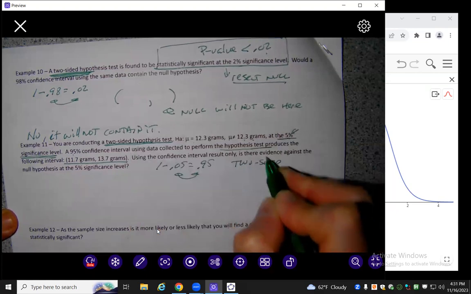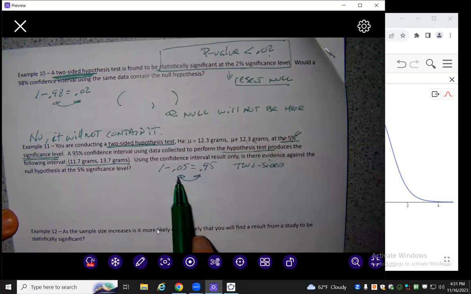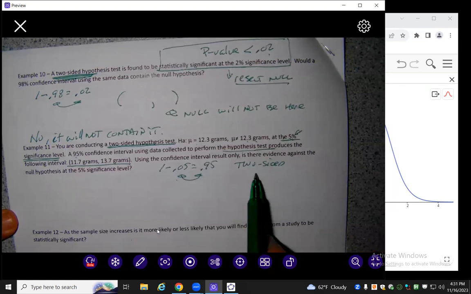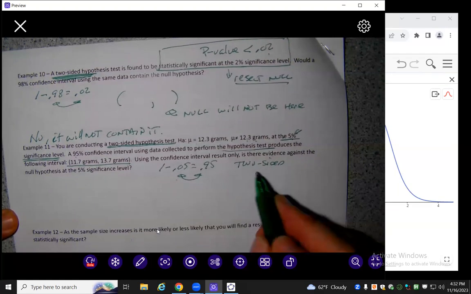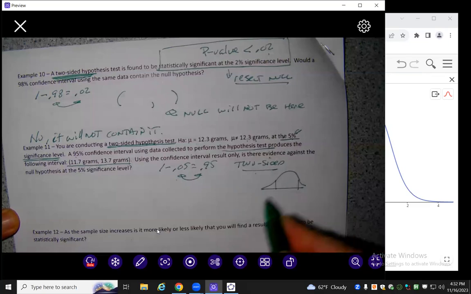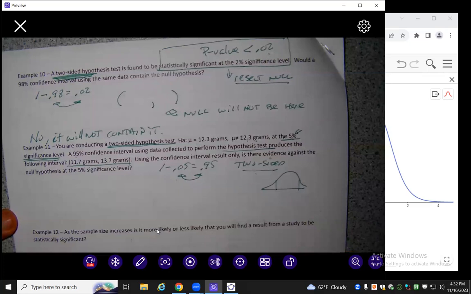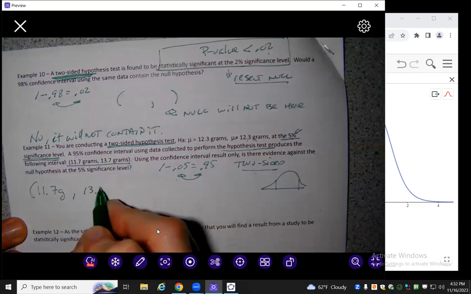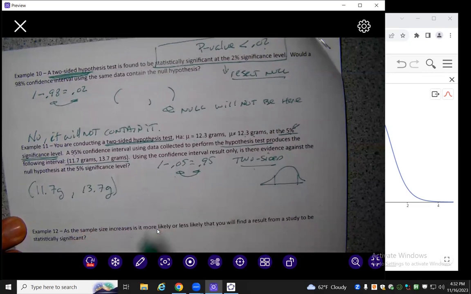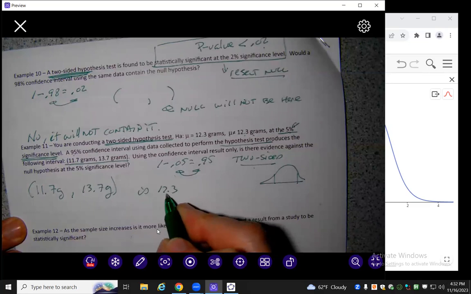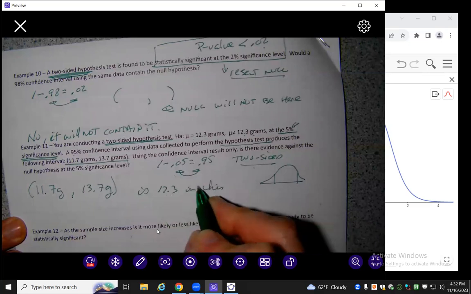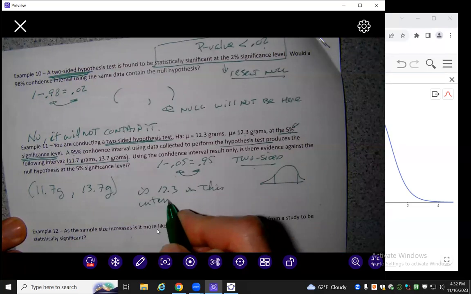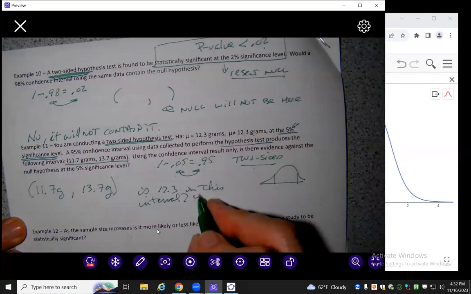So two things need to happen. The significance level and the confidence level need to be complements of each other. And we need to use a two-sided test. Why? Because a confidence interval is essentially a two-sided test. There's two sides to this whole thing. So again, do we reject? Well, here's our confidence interval. And the only question is, is 12.3 in this interval? And the answer is yes.